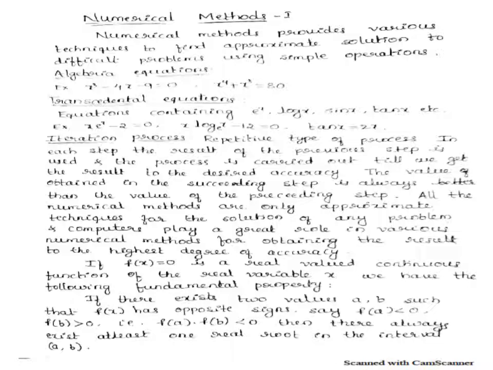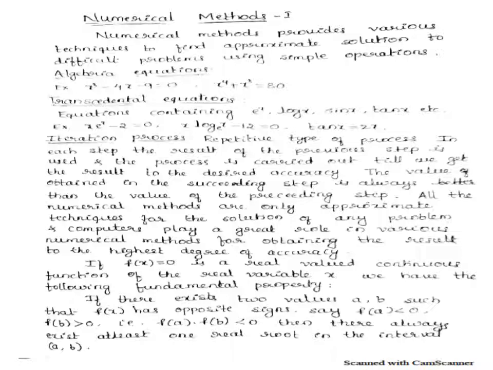Now we have two types of equations: one is algebraic equation and the other is transcendental equation. Equations involving terms like x squared and so on are known as algebraic equations, and equations containing terms like e raised to x, log x, sin x, tan x, etc. are known as transcendental equations.